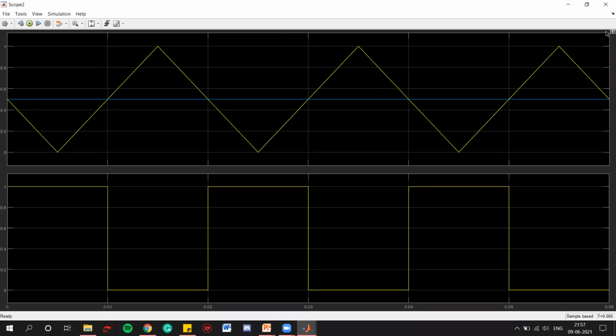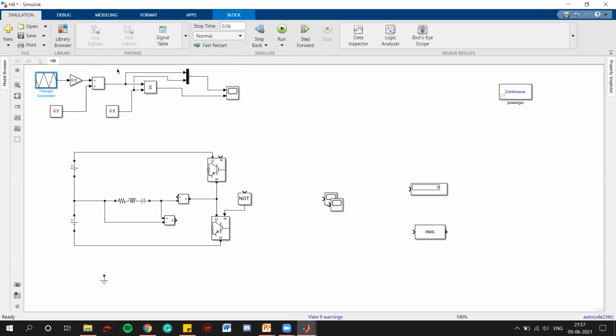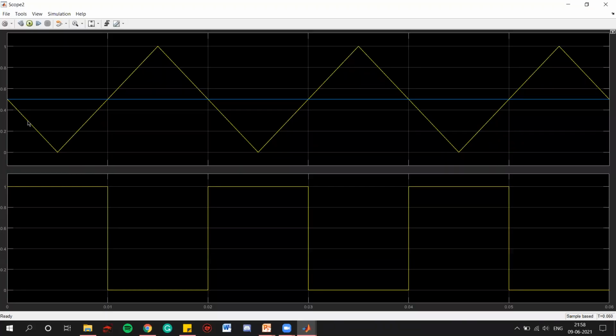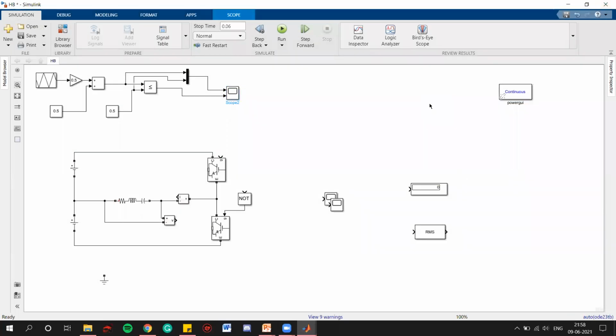So why we took this minus 90 in this triangular pulse generator in phase, because we want to start this triangular wave from this point. So we know that when we compare these two, when a triangular wave is smaller than the constant wave, we'll get a positive output. So we want to start our simulation with a positive output. That was the reason that we took this one, right? So now these are the gate pulses. The frequency is 0.02 and the duty cycle is 50%. So that is perfect, right?